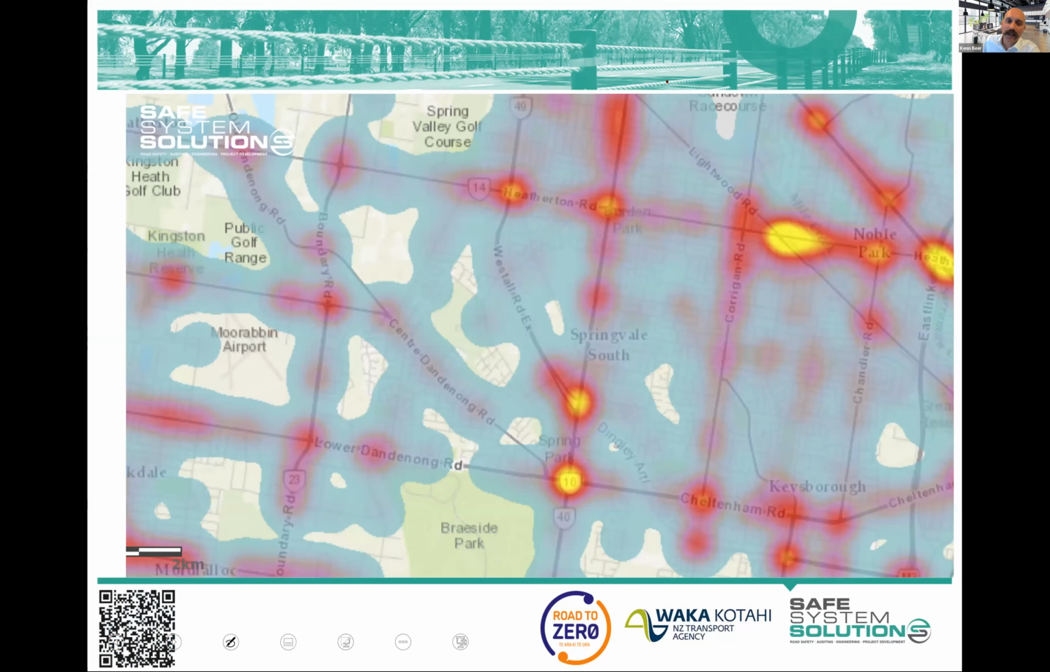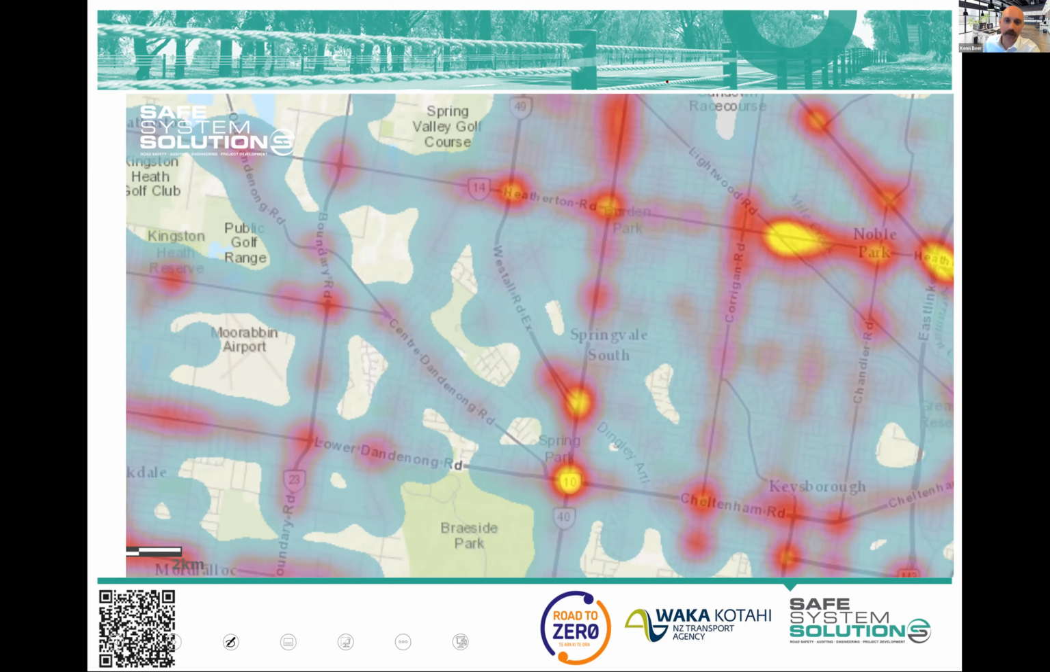But the thing is that we know by putting traffic signals out there, we do reduce the chance of crashes happening. We don't eliminate crashes. And this is just a heat map of death and serious injury. So the more intense the heat there, the higher the death and serious injury at this location.